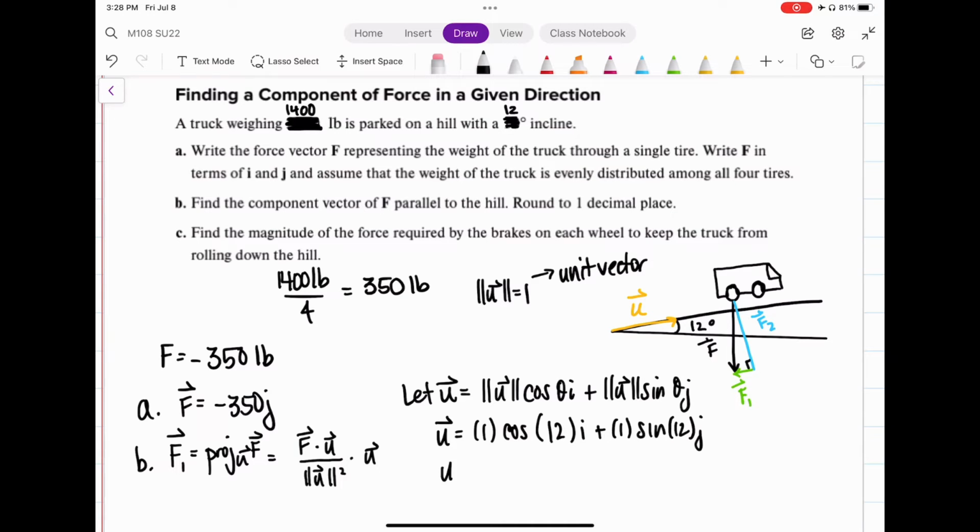Vector U is then equal to 0.9781i plus 0.2079j. Now what we need to do is find the dot product of vector F and vector U, which means that we are multiplying the A components times the B components and summing them together. We're going to divide that by the magnitude of vector U squared, which is 1 squared, and then we're going to multiply that by the vector U in component form, which would be 0.9781, 0.2079, which you see here.